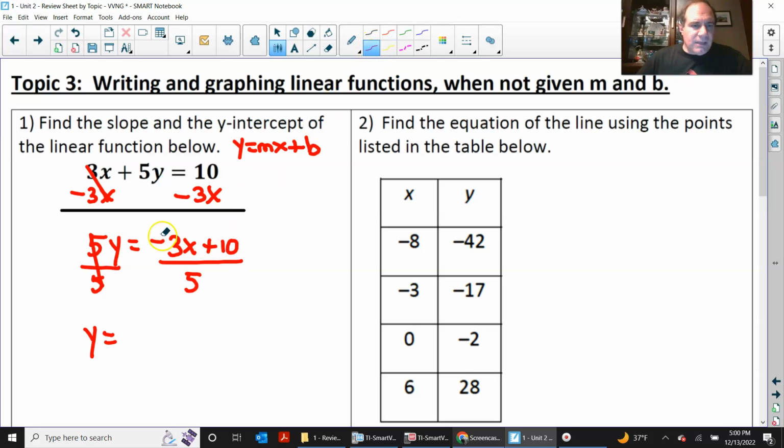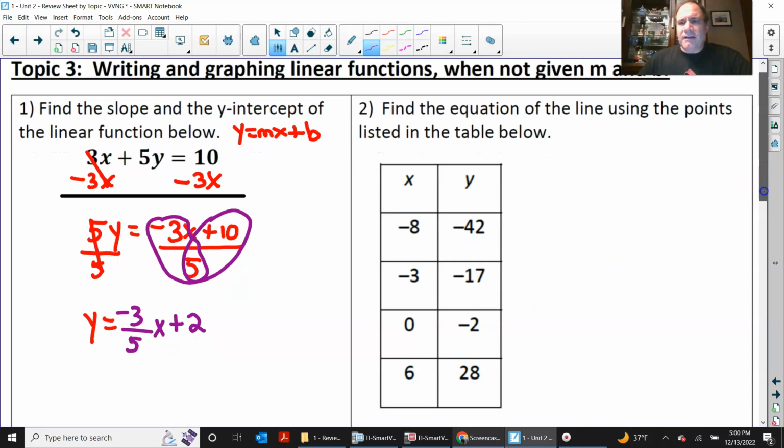And right now, we have negative 3 over 5 right there. You see it? Keep that fraction. Don't change it into a decimal. Keep it. And then remember to bring down the x. You see this 10 divided by 5? That's 2. So it's plus 2.